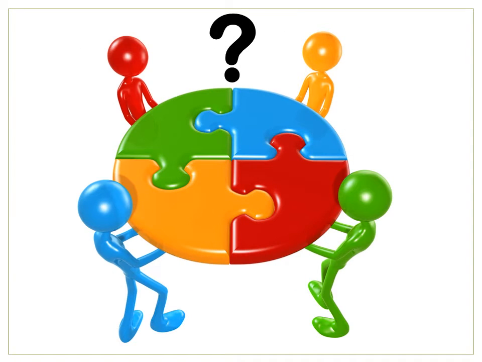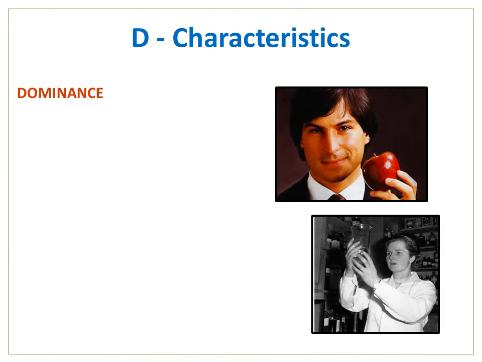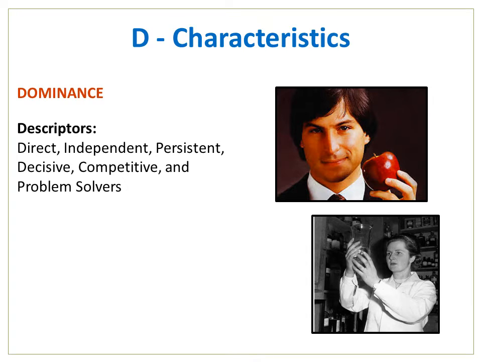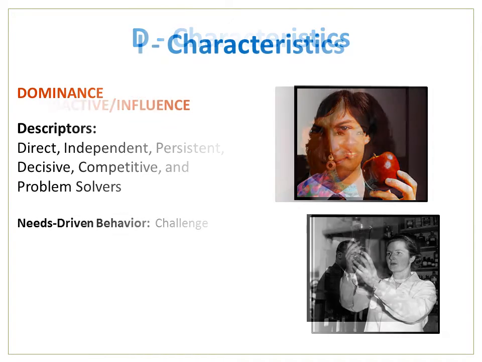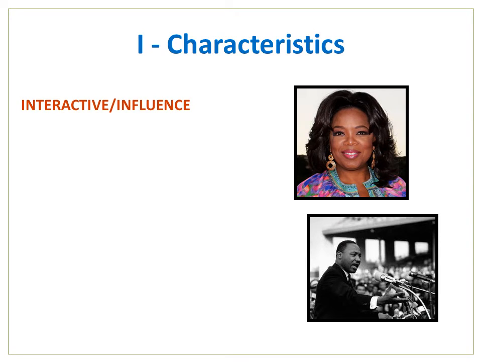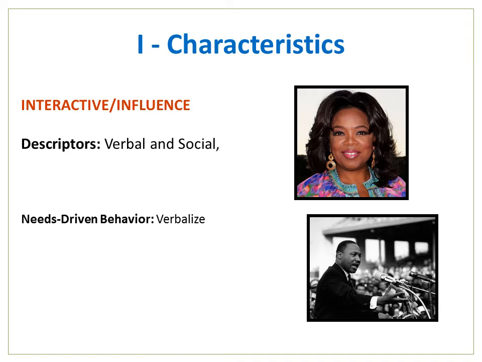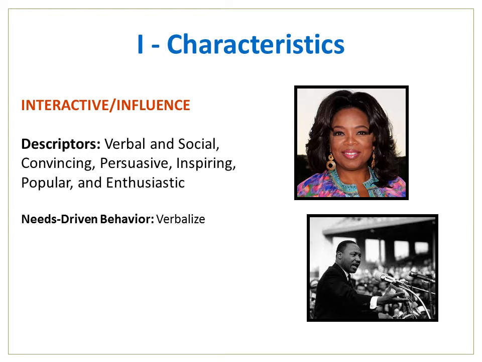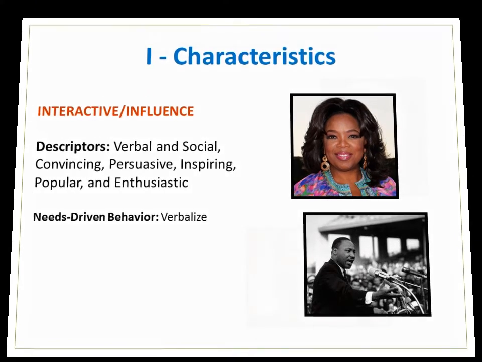So how can you identify DISC characteristics? Ds, or dominant types, tend to be more fast paced and task oriented. Some characteristics of Ds are direct, independent, persistent, decisive, competitive, and problem solvers. Ds usually need a challenge to motivate them. Is, or interactive influencers, are fast-paced, but tend to lean on the people-oriented side. Is are more verbal and social. They are convincing, persuasive, inspiring, popular, and very enthusiastic.